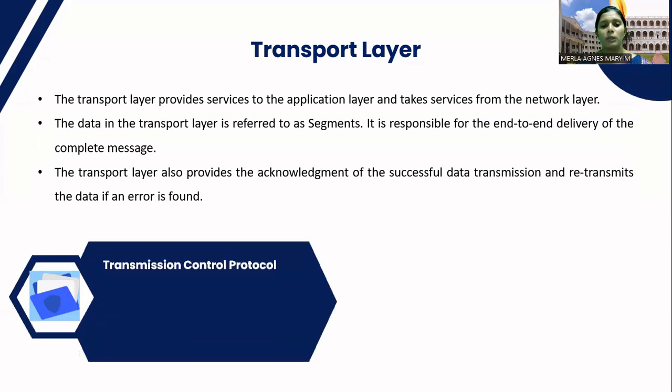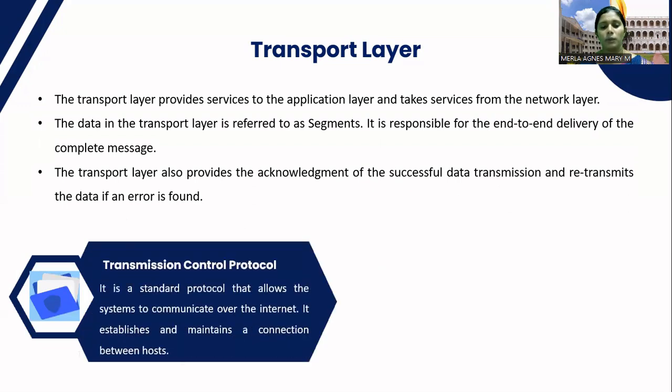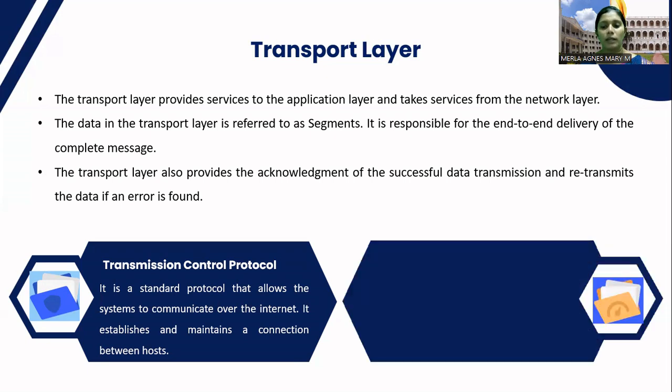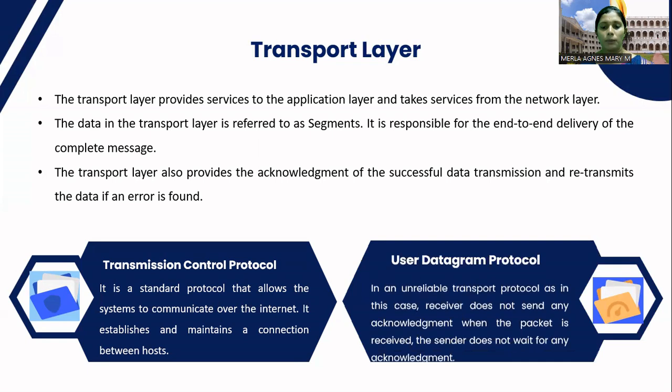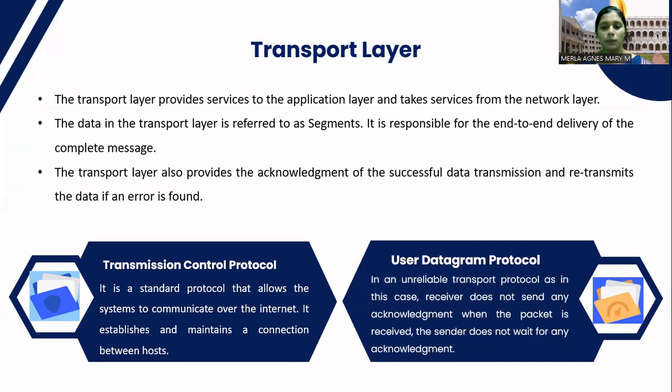Here we have two main protocols. The first protocol is the Transmission Control Protocol. The TCP is used to communicate over the internet, and it also maintains the establishment of the connection. And the second is the UDP, that is User Datagram Protocol. It is an unreliable transport protocol, and it doesn't acknowledge whether the data will be sent or not, but TCP will acknowledge and maintain the connection. And the UDP doesn't acknowledge or make the connection between the sender and receiver.